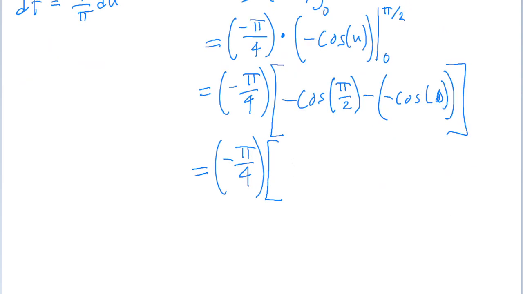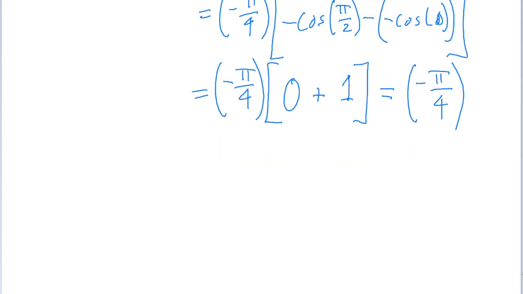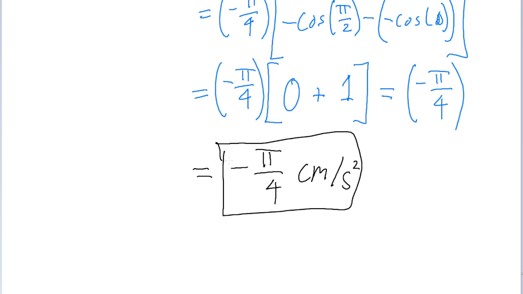Now, the cosine of pi over 2 is just 0, then minus a negative is just a plus, so plus the cosine of 0, which is just 1. 0 plus 1 is obviously 1, so our final answer is negative pi over 4. So our average acceleration is negative pi over 4 centimeters per second squared. And that is our answer to part C.